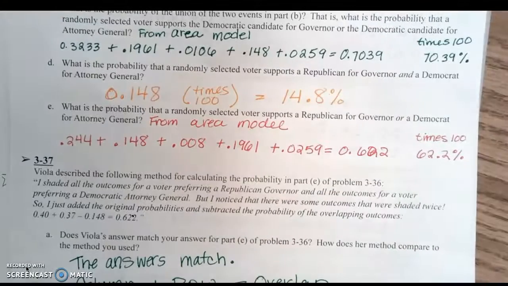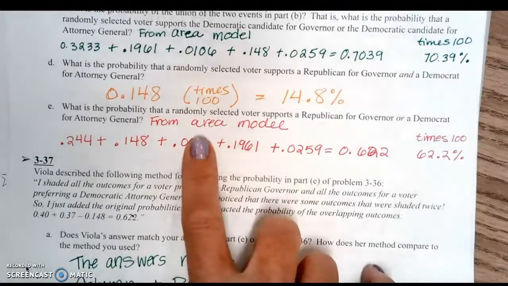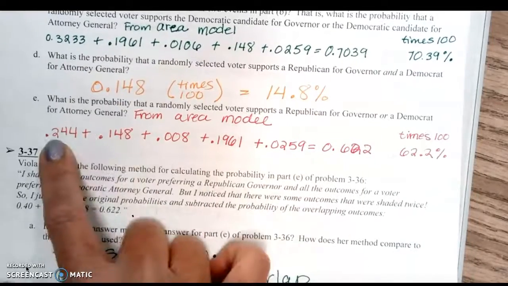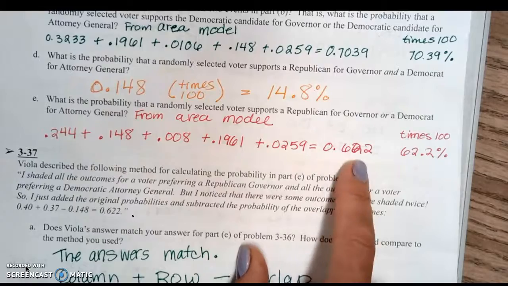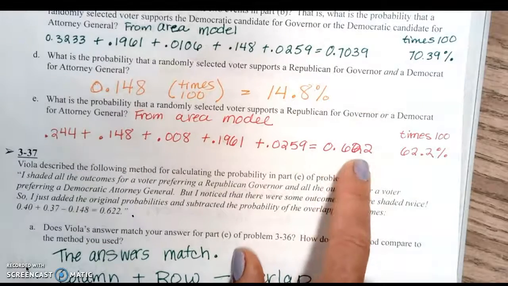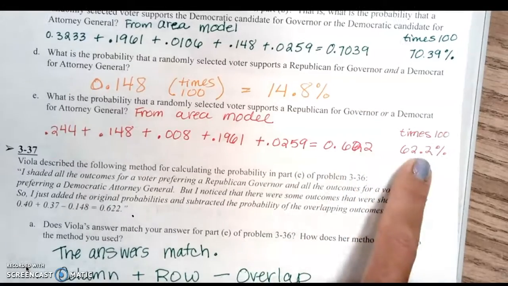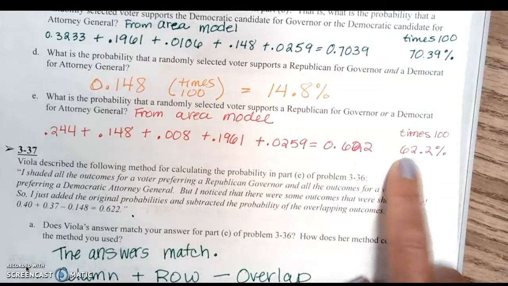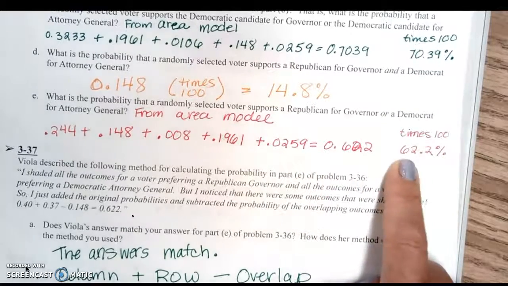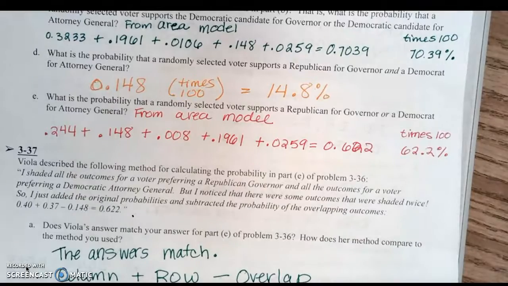Part E. What is the probability that a randomly selected voter supports a Republican for governor or a Democrat for Attorney General? So from the area model, we add up all of the decimals in their shared boxes. We get 0.6, I think that's a 2. Yeah, because it's a 2 over here. I'll fix that. 0.622. Multiply it times 100, and you're going to get 62.2%.